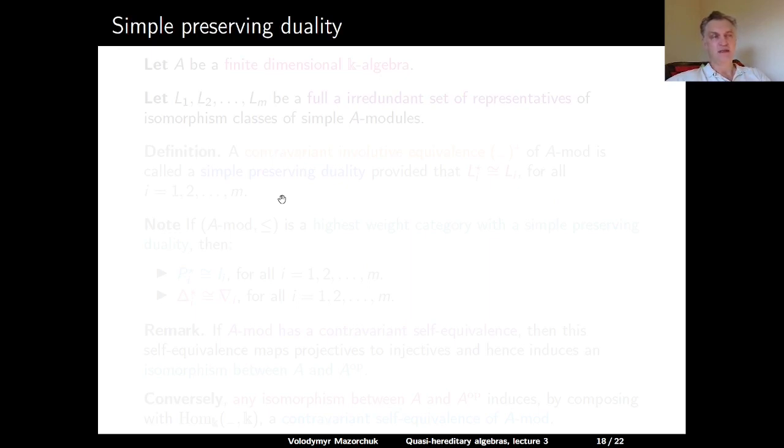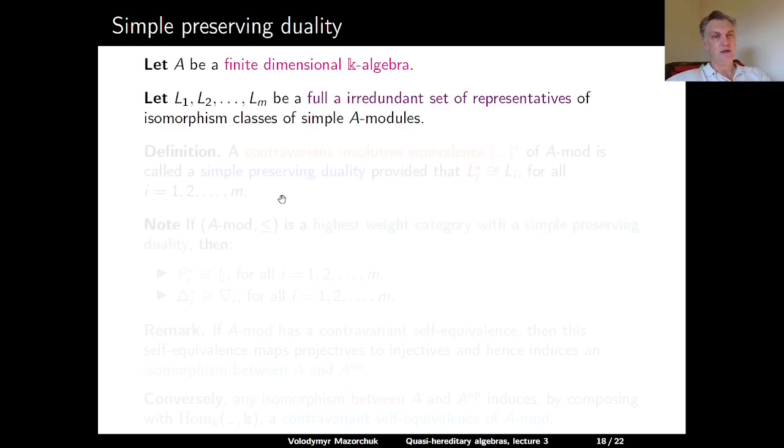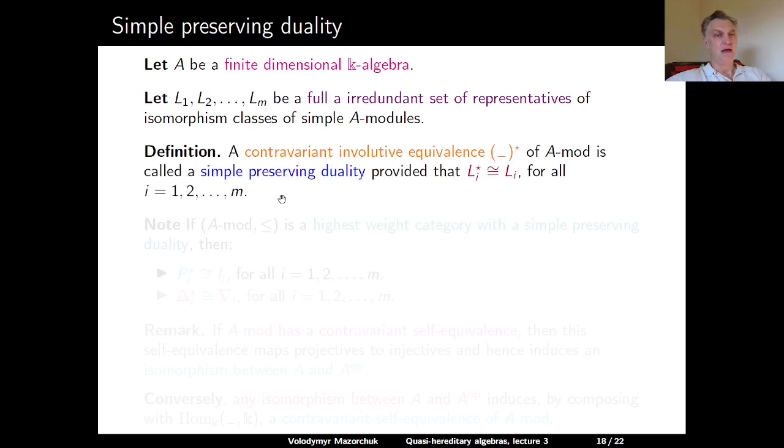That's something which we will sometimes use in this course. Let A be a finite dimensional K-algebra, and L1, L2, and so on Ln a full and irredundant list of representatives of isomorphism classes of simple A-modules. Definition: a contravariant involutive equivalence, denoted by star, of the category of A-mod is called a simple preserving duality, provided that if we apply it to a simple module, we get an isomorphic module, for any simple A-module.